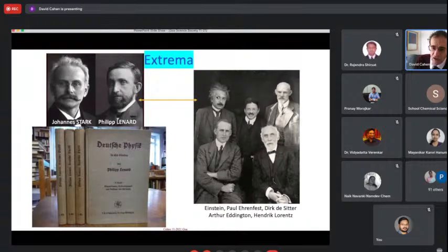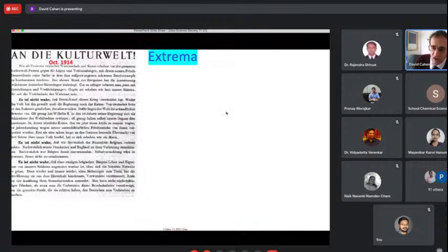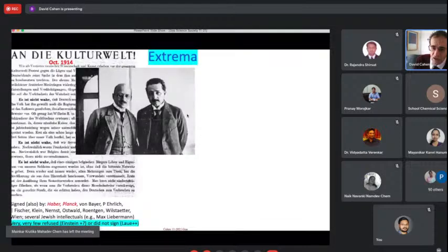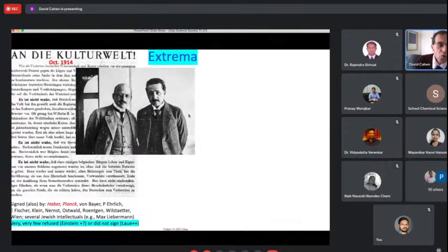So now we go back to the First World War for a combination between science and politics. In October 1914, just after the beginning of the First World War, a group of German intellectuals, 95, published a manifesto, which was in a way a much lesser known manifesto than the one published by English scientists. So it's not one-sided.